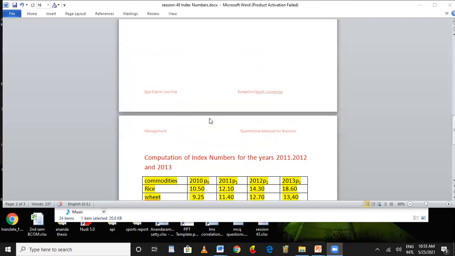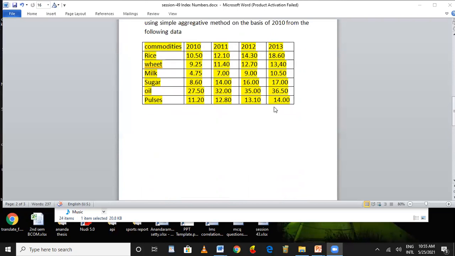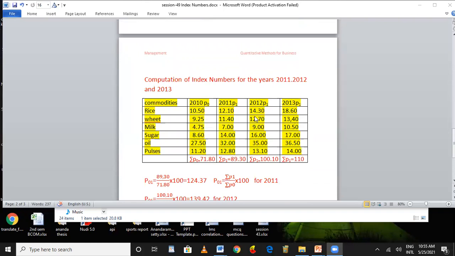Here they're asking to find the index number with 2010 as the basis, under the simple aggregative method. In this, you have to write the 2010 prices for the different commodities. Then, in the same way, 2011: 12.10, 11.40, 7, 14, 32, 12.80.